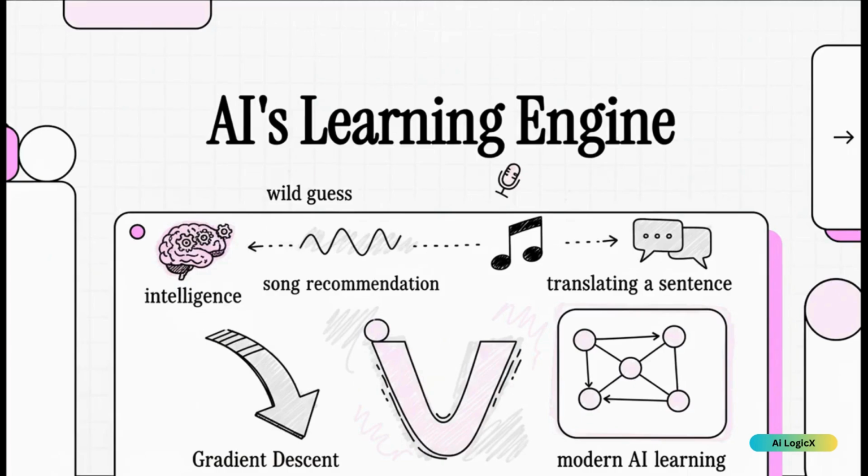Welcome to the Explainer. You ever wonder how an AI goes from making totally wild guesses to giving you the perfect song recommendation? Well, today we're pulling back the curtain on gradient descent. This is the secret engine, the fundamental algorithm that powers pretty much all of modern AI learning. All right, let's get into it.